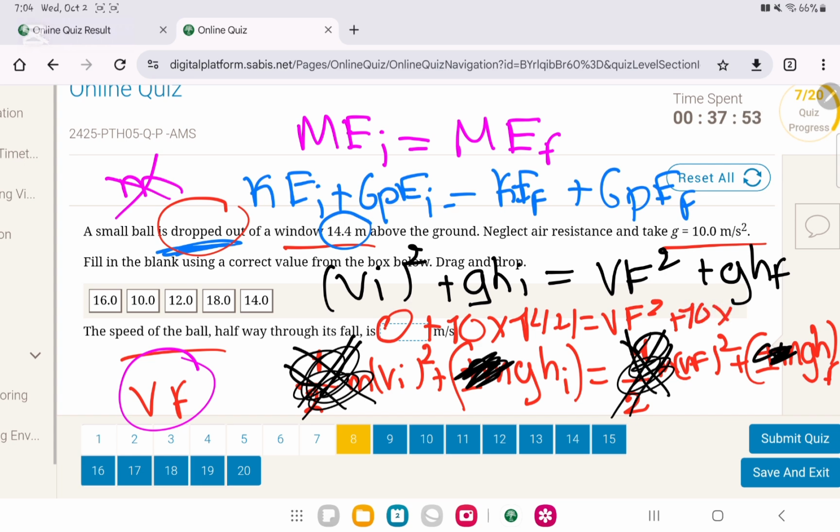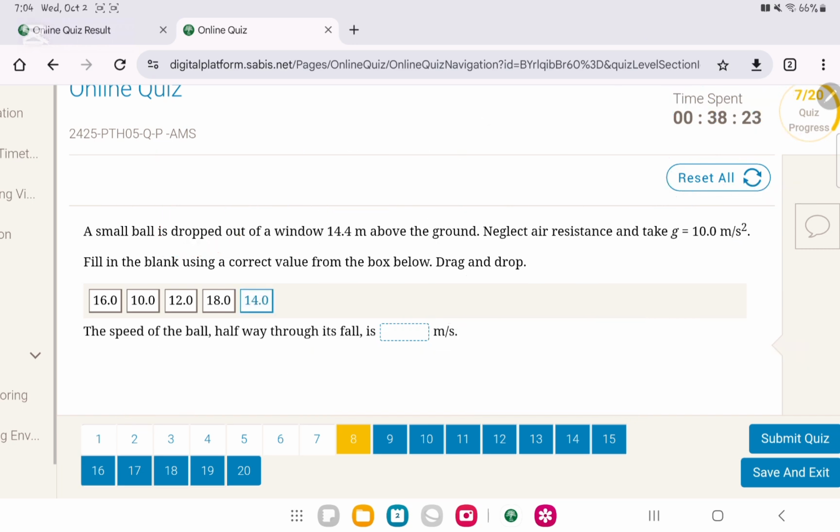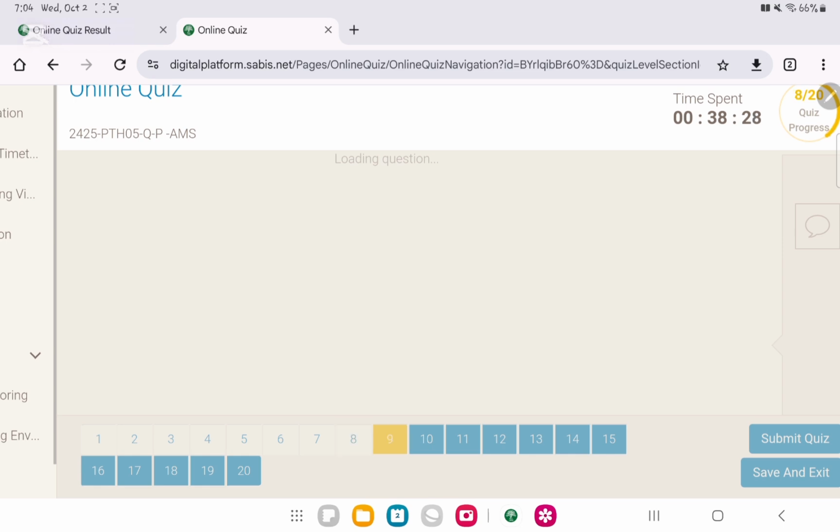If it falls, it will fall all the way to the ground, so the height final is 0. So this term goes away. We are left with 10 times 14.4 equal to v final squared. So 144 equals v final squared, so v final is equal to 12 meters per second.